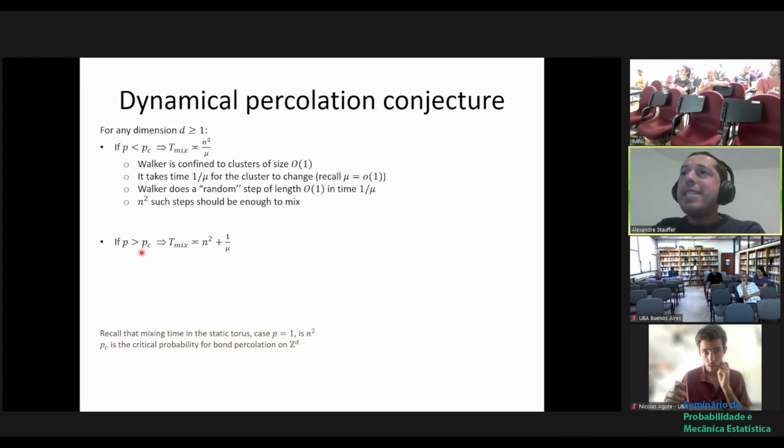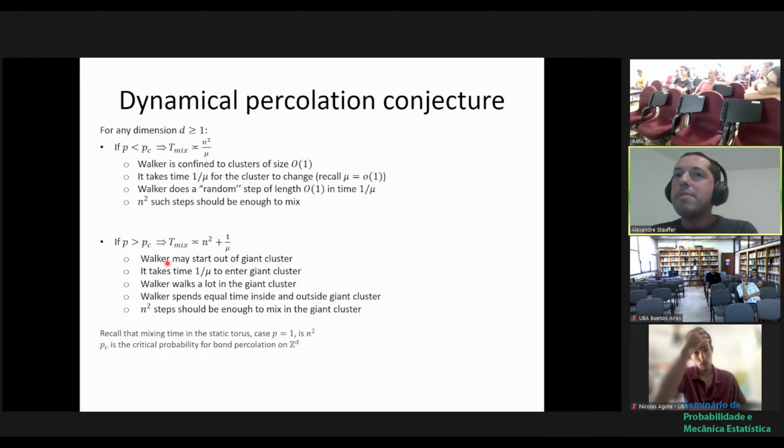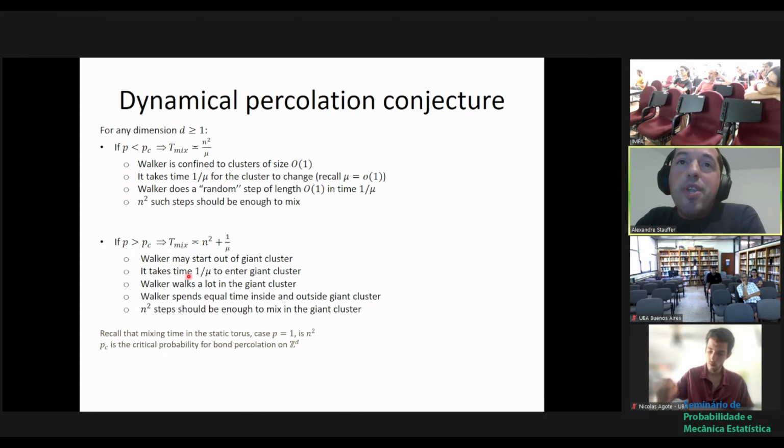On the other hand, if p is bigger than p_c, then you now get a big cluster. Since we are in a finite torus, it's a giant cluster of volume of order n^d. Then you expect a different behavior: the mixing time should be of order n squared plus 1 over mu. The rough idea is that the walker can first start outside the giant cluster. Suppose all edges adjacent to the walker are closed at time 0. Then the walker has to wait time 1 over mu to even get out of its initial position. And it actually takes time 1 over mu for the walker to enter the giant component.